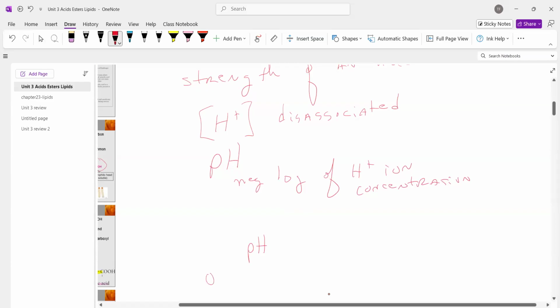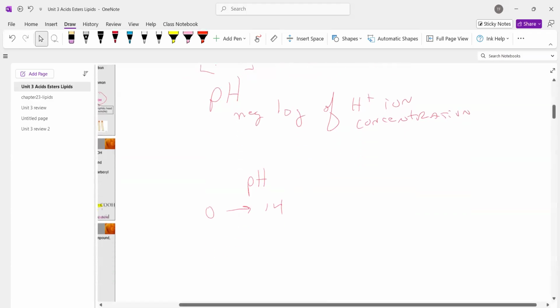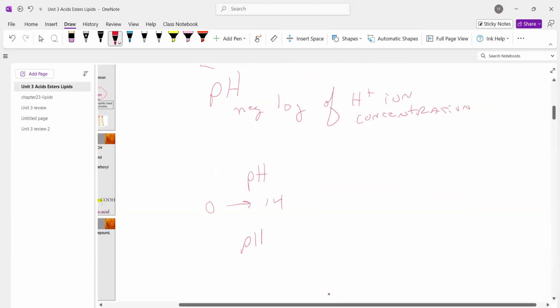pH is a number from 0 to 14, and pH can be negative, and pH can go beyond 14, but that's the typical range, 0 to 14. Halfway between 0 and 14 is 7. So pH of 7 is considered neutral.